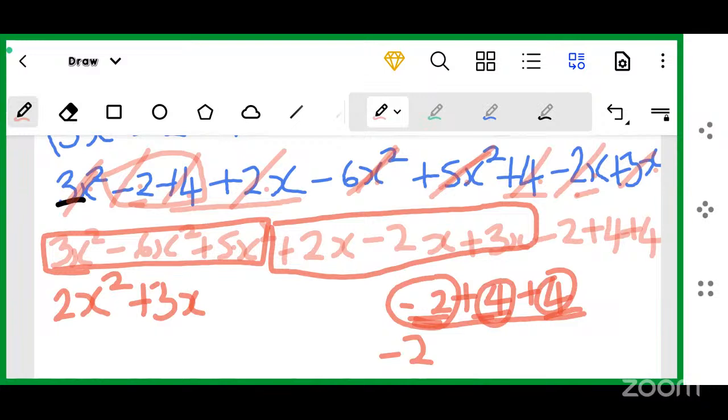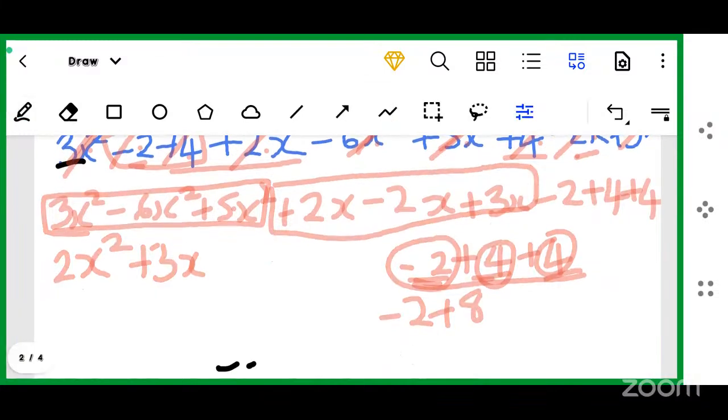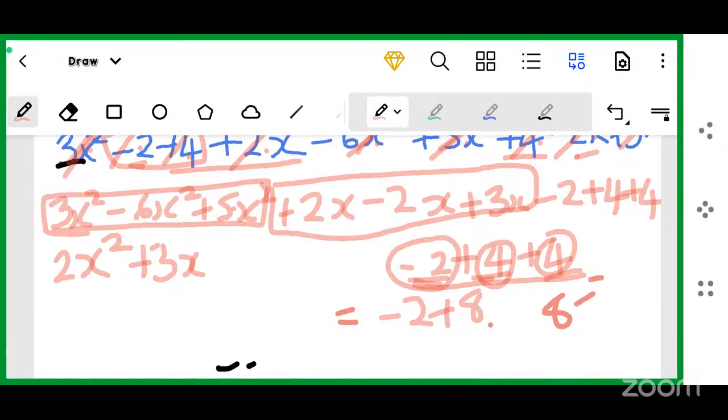Positive, negative? Positive. Perfect. So you're going to have your positive 8. So what is negative 2 plus 8? Negative 2 plus 8, this one is the same as saying 8 minus 2. 6. Perfect. So it's going to be 6. So let me see if the answer is the same. Yeah, it is going to be positive 6.